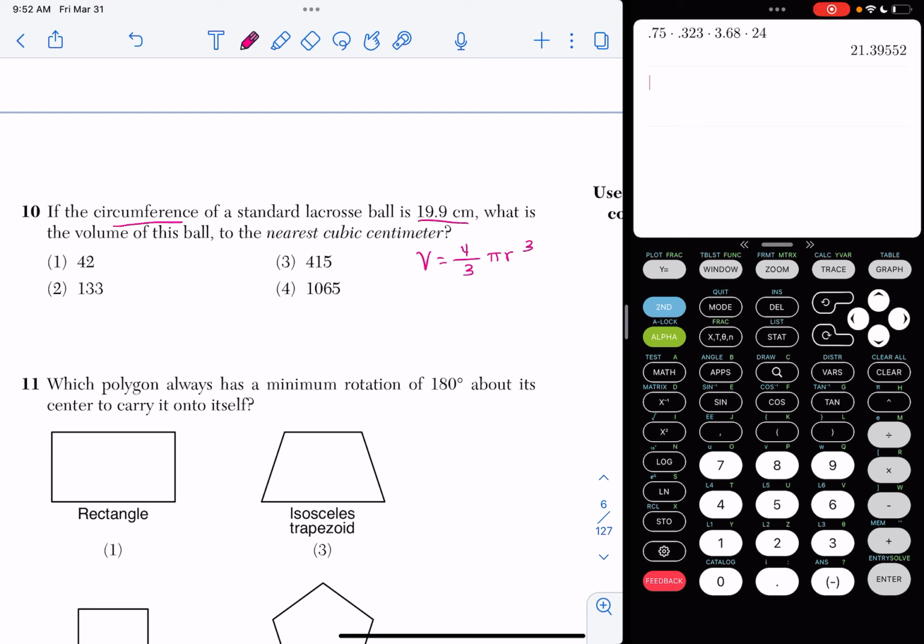So we have to do a little extra work on this problem. So if you look at your reference sheet, you will also see a formula for circumference. You'll actually see 2, but I'm going to pick the one that has the radius in it. And you'll see C equals 2 pi r. Let's solve this for the radius.